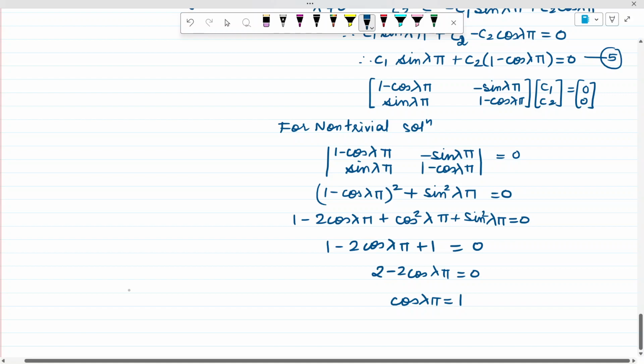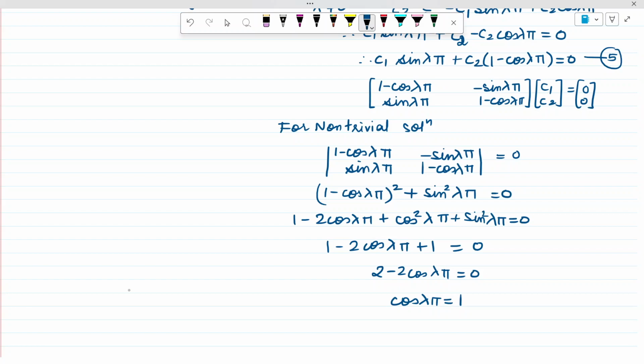When does cos theta give you 1? At n pi, is it n pi or 2n pi? Cos pi by 2 is 0. Cos 0 is 1. It is 2n pi, yes, because cos of odd multiples of pi is negative 1. So this gives me 1 when it is 2n pi.